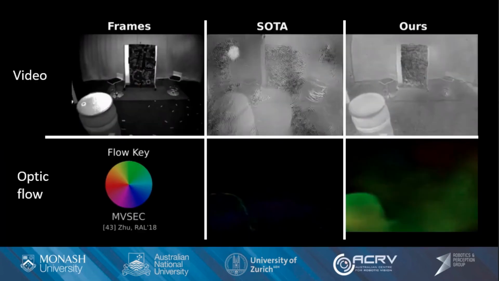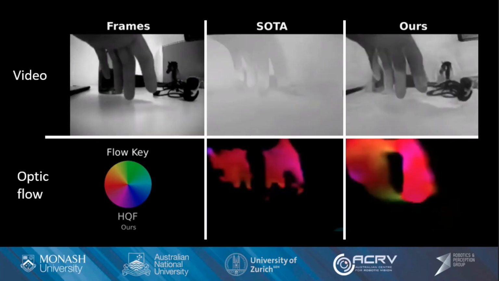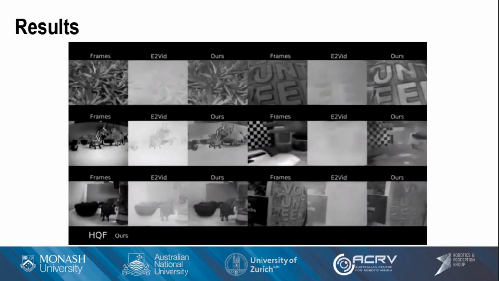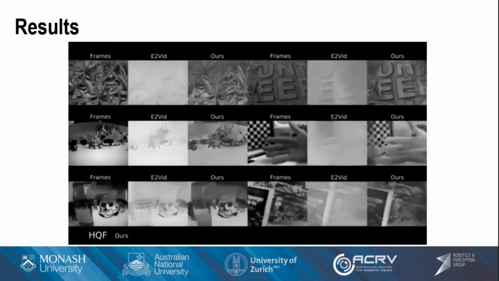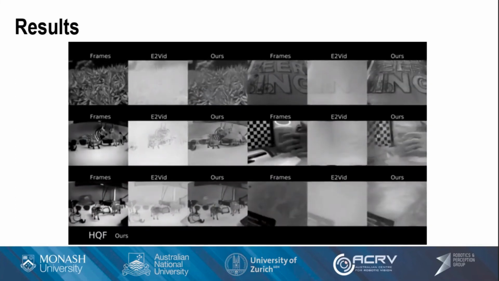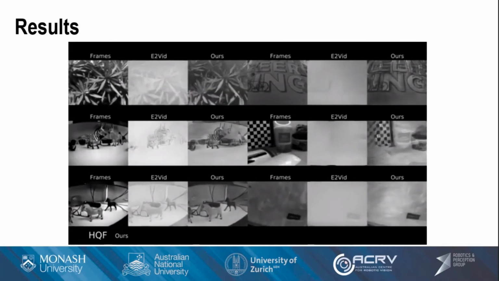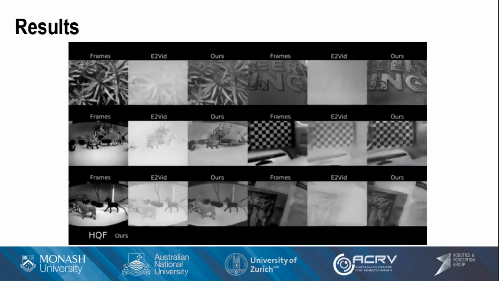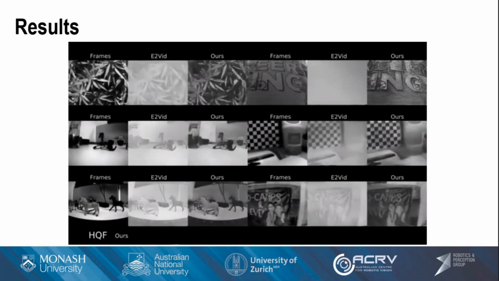By training on the L1 loss to ground truth optic flow from the simulator rather than a self-supervised loss, our network is able to predict dense flow. Our results show improvements of up to 40% for video reconstruction and 15% for optic flow. Here are some results on our high-quality frames dataset. On the left, we show image frames from the Davis camera. In the middle, E2Vid is the current state of the art, and we show our results on the right.